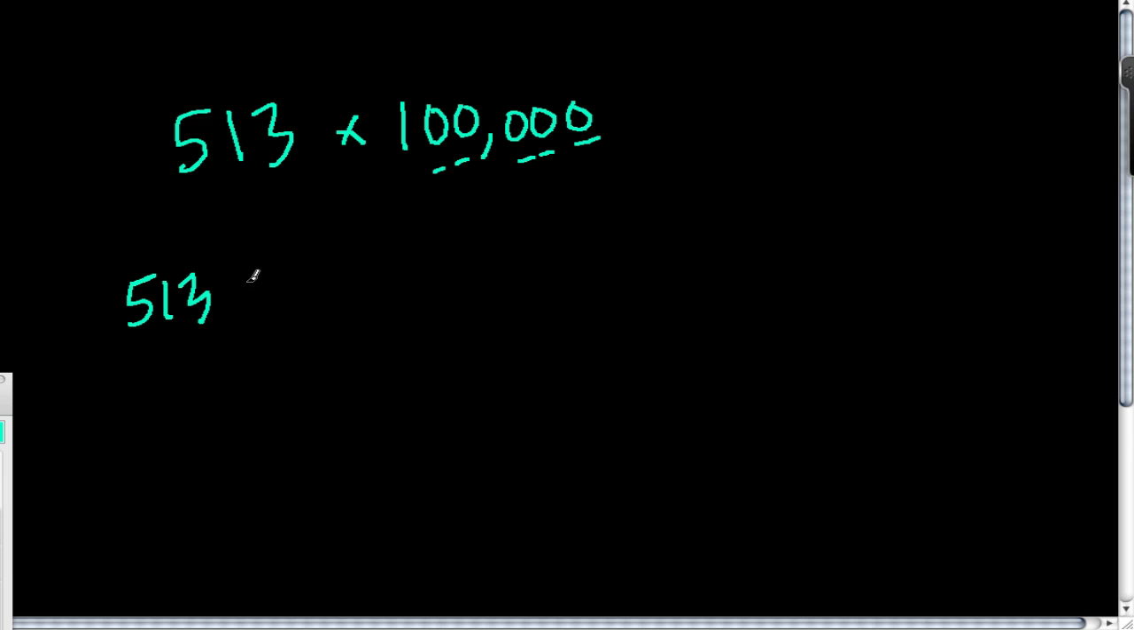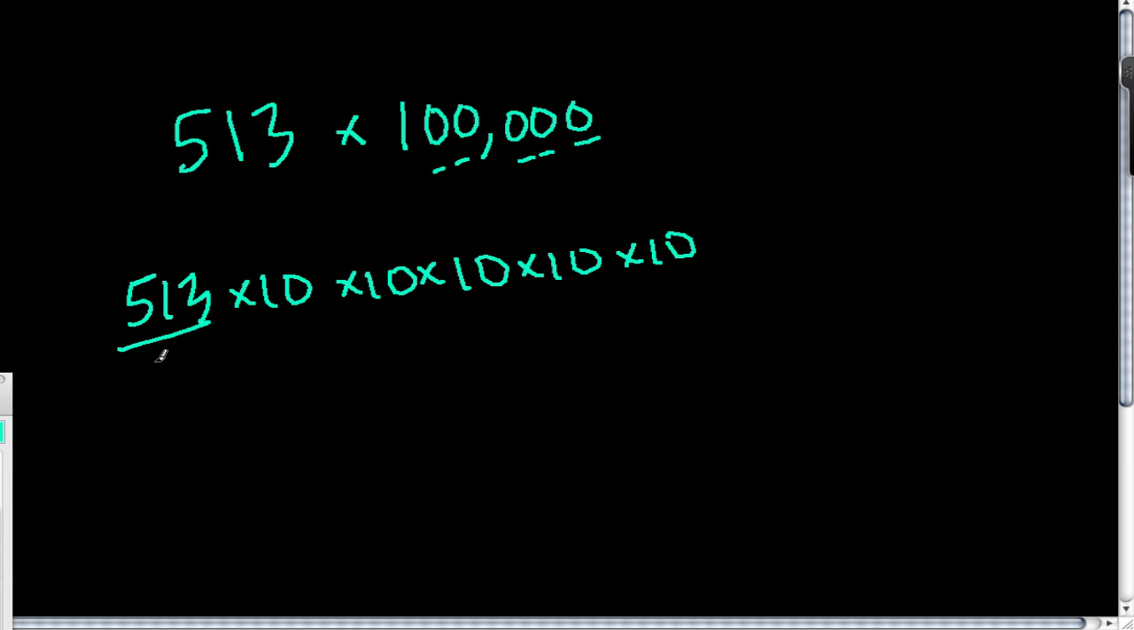especially whole number problems. 513 times 100,000. Seems nasty, but if we think back, 100,000 is just, well, count the zeros, 1, 2, 3, 4, 5 zeros. So it's like taking 513 and multiplying by 10 5 times. So every time we multiply by 10, we add another 0 onto 513. That's how our place value works. We're making the number 10 times bigger 5 times.